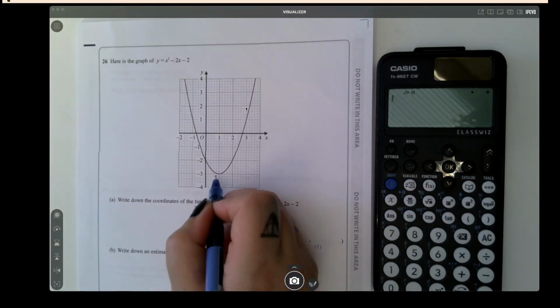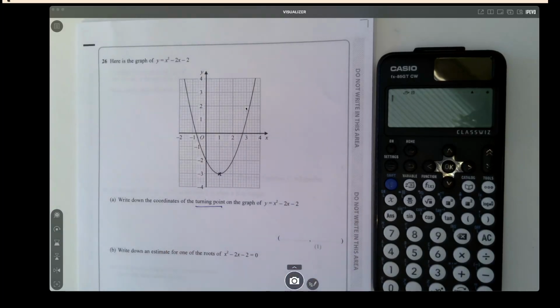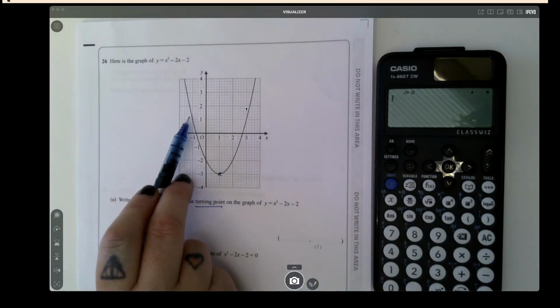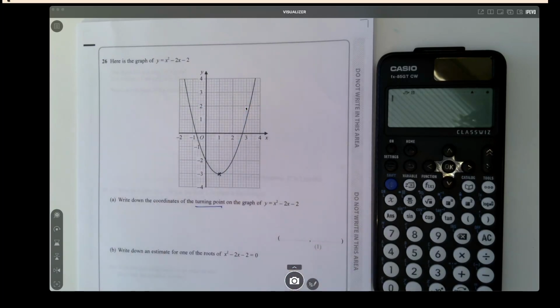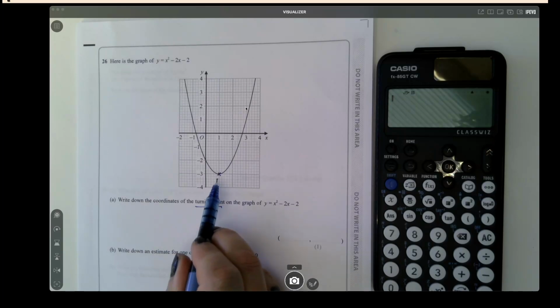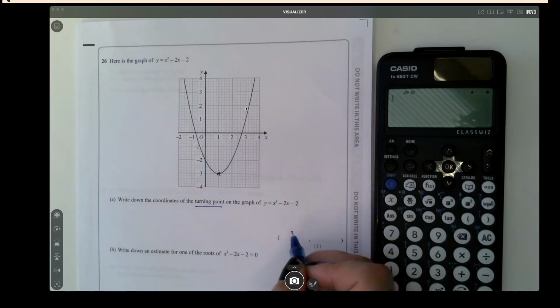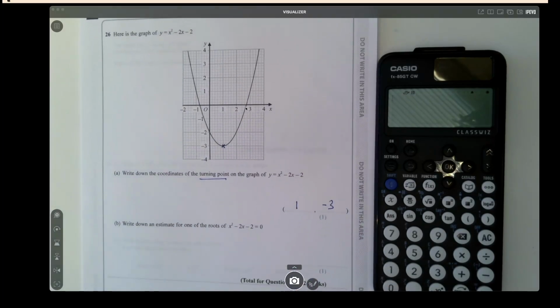So it's the same equation. The turning point is this point on the graph here where it starts to become symmetrical and reflects on itself. So we're going to read the coordinate of this turning point. So x first is 1, and then the y is -3.